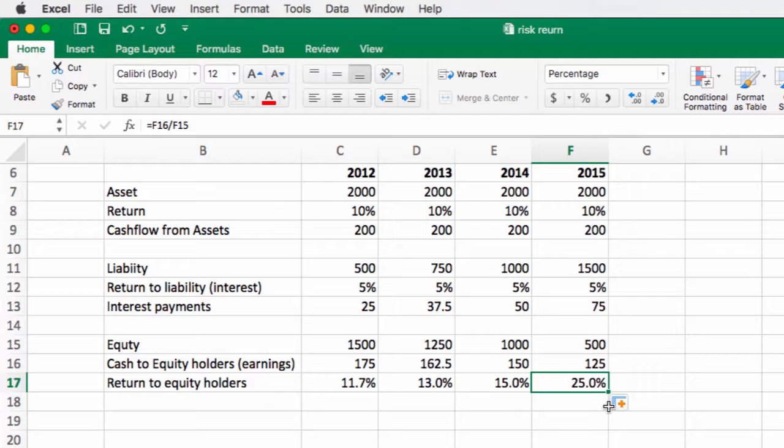So all I'm trying to show you here is that the return on equity and the cash flow from equity depend a lot on the level of liabilities, but the asset values are constant.